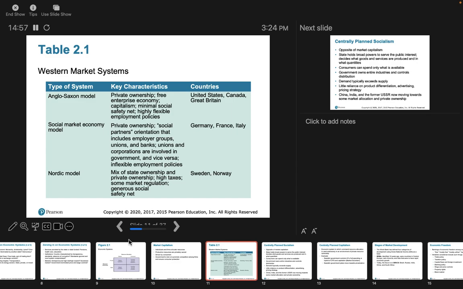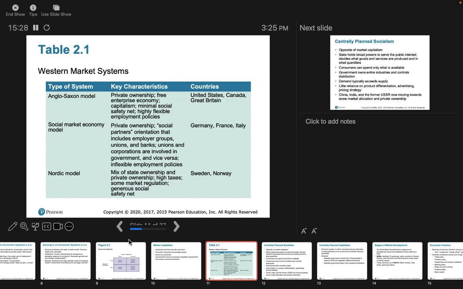Okay, like the type of system, we have the Anglo-Saxon model, we have the social market model, and we have the Nordic model. Okay, the Nordic model is operated by Sweden and Norway, and the social market economy model is adopted by Germany, France, and Italy, and the Anglo-Saxon model is adopted by the United States, Canada, and Great Britain. Though they are all market systems, these are the types of market system.